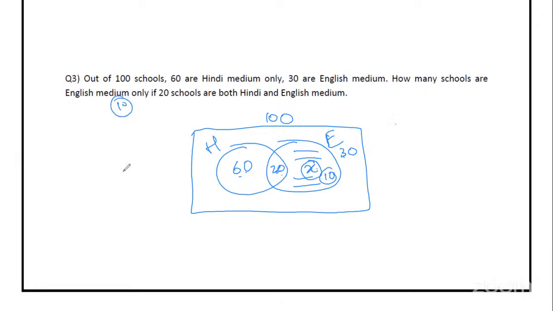And the question would have been, out of 100 schools, how many schools are neither Hindi medium nor English medium? That way the answer would have been 10 schools. Well, I should have framed it that way, to be honest. It would be very difficult to solve if you were using Venn diagrams. Okay, anyway. Question number 2.